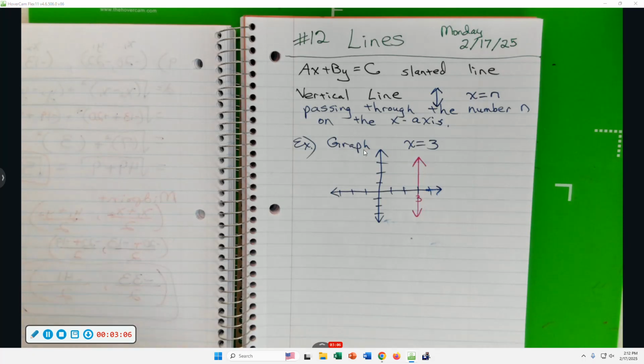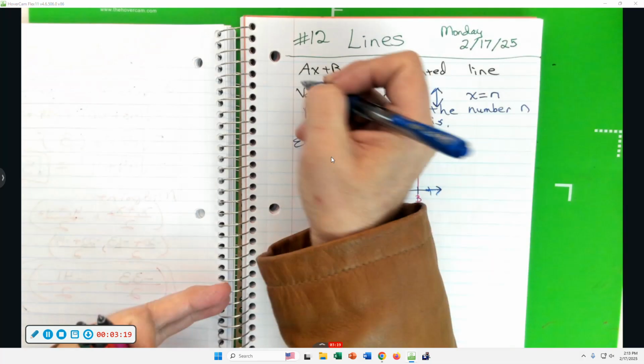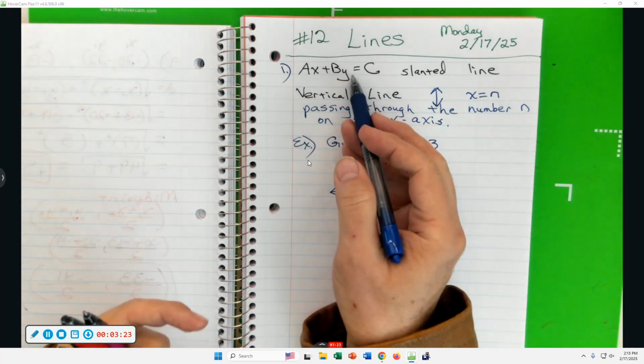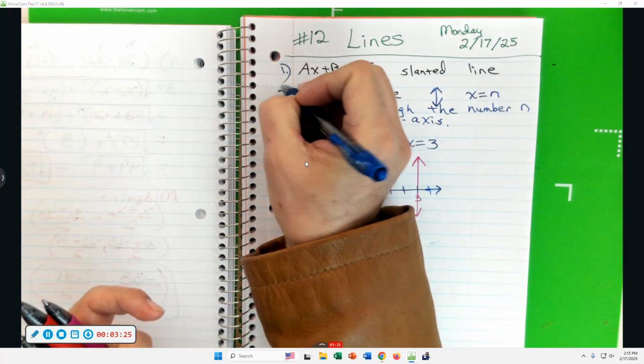If you're wondering how do you graph a slanted line, well, we did that the last time. Remember, we plugged in 0 for x and found y, plugged in 0 for y and found x. I think I'll number this. There are 3 types of lines: slanted lines, vertical lines.